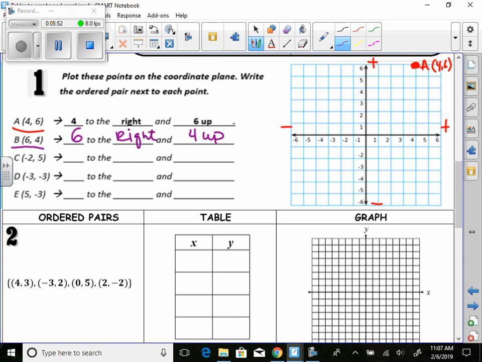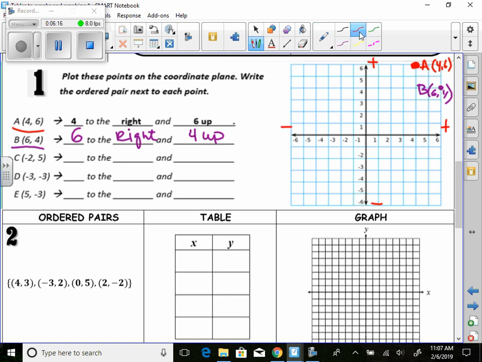So again, starting at the origin, 6 to the right, 1, 2, 3, 4, 5, 6, and from here 4 up. 1, 2, 3, 4. And this is point B at 6, 4. So see how both Y and X are positive and both points ended up in the first quadrant.